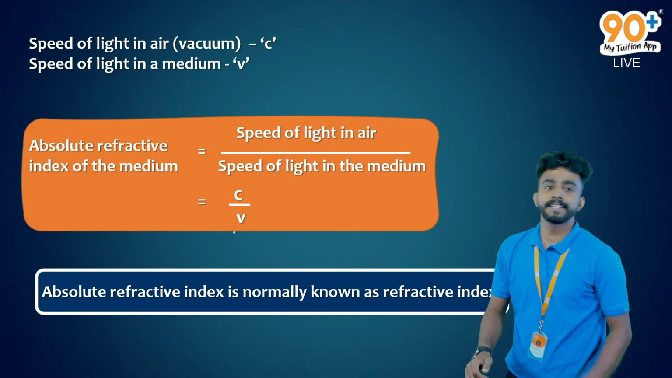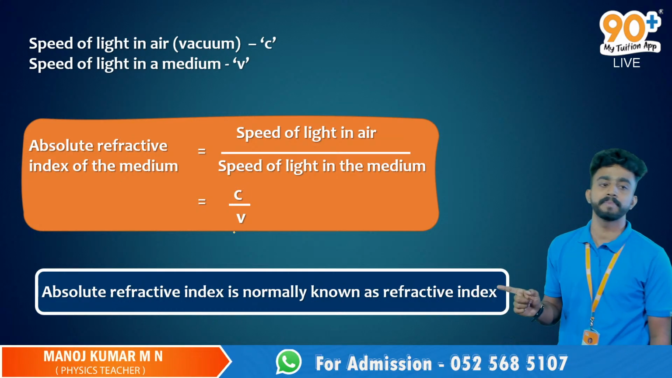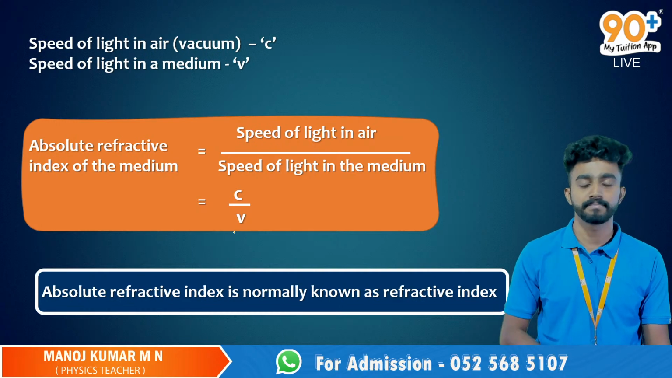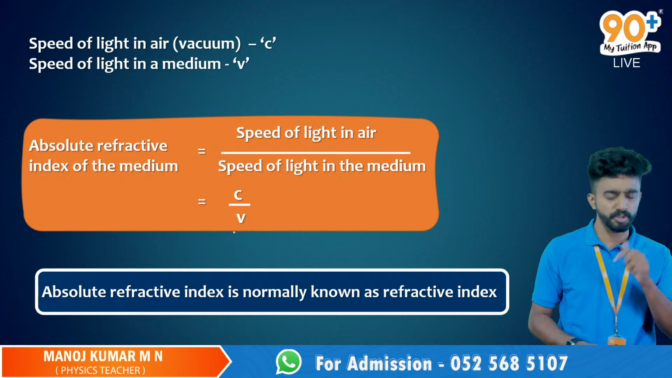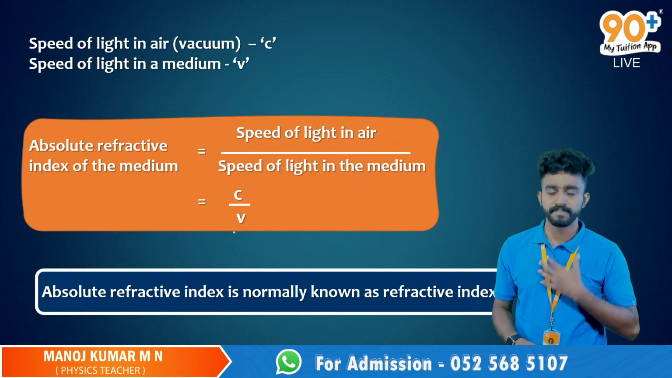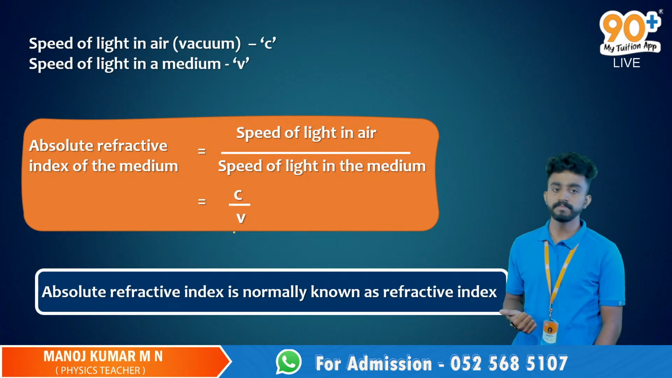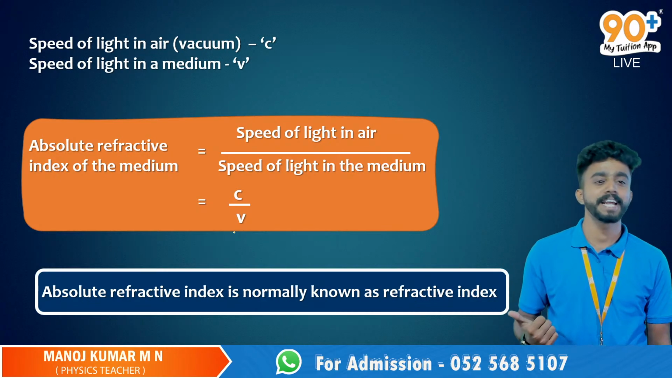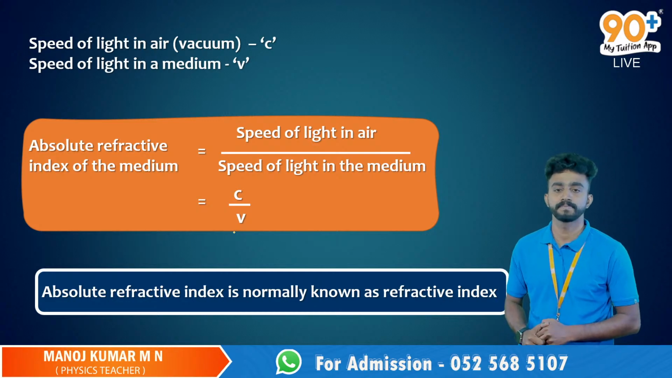So absolute refractive index is C by V, and it is normally known as refractive index only, the general case. Please do note it down just for your reference, or you guys will listen to it and forget. Write this down: absolute refractive index is normally known as refractive index, the general case.